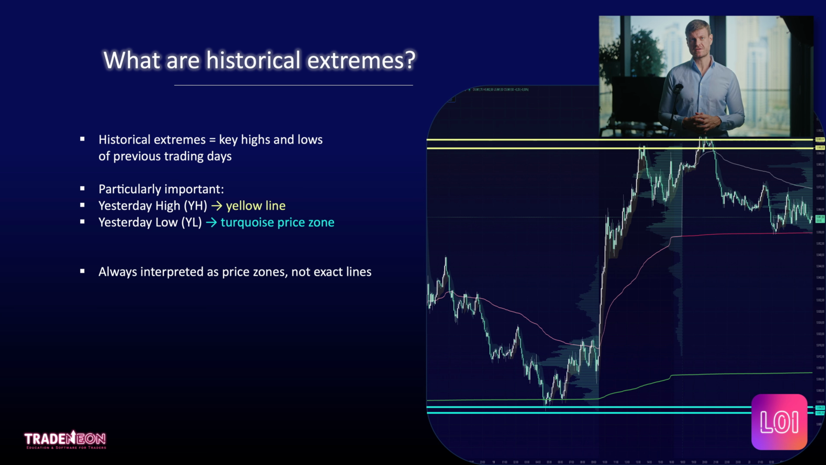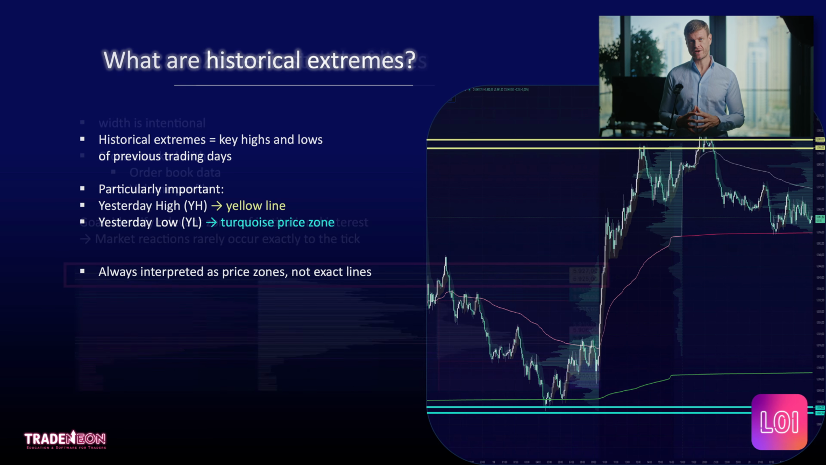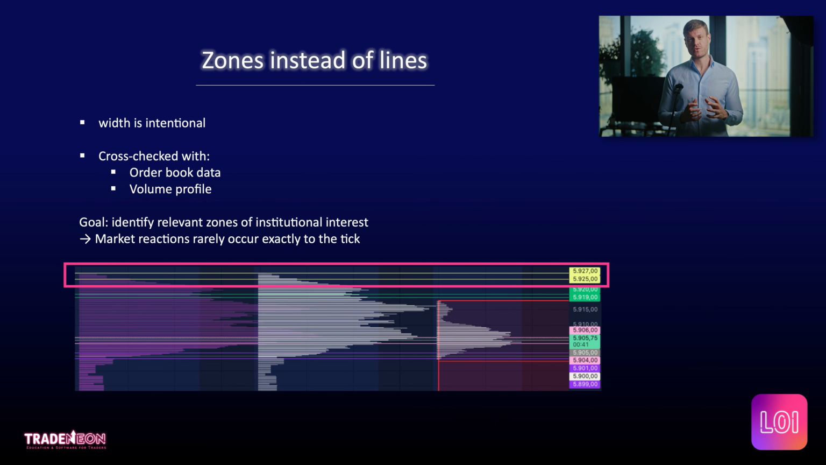You will quickly notice that our levels are never just simply lines, but always narrow price ranges of a few ticks wide. The width is always chosen with care and never purely random. We align the edges of our levels with data from the order book and the volume profile in order to have zones of interest that are as relevant as possible. Nevertheless, you should keep in mind that the market usually does not react to the levels exactly on the tick, even if this happens quite often.